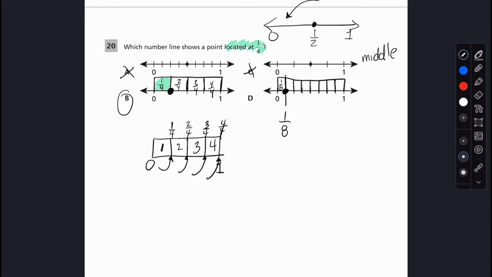All right, how do I know that? Because even though my numerators are the same, my denominators are not. So 1/8 cannot be the same size as 1/4. Nope. All right, hit pause and jot this one down into your notes.